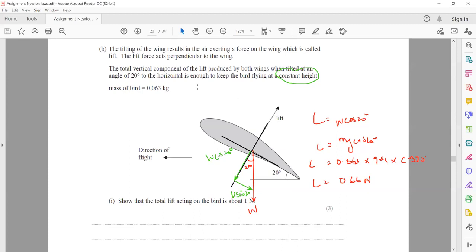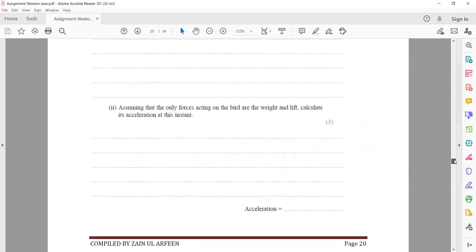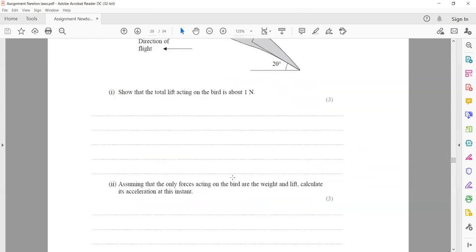Then the second part: assume that the only forces acting on the bird are weight and the lift. Calculate the acceleration at that instant. So we have to calculate the acceleration. To calculate the acceleration, what we need is the resultant force. So the resultant force is equal to ma. So using the mass of the bird and the resultant force, we will get the acceleration. But to get the acceleration, we should know the total resultant force.